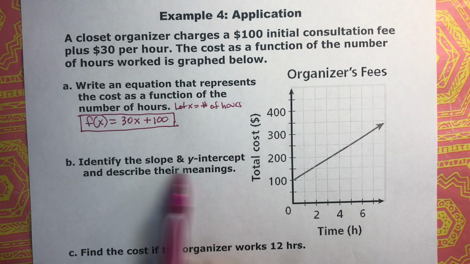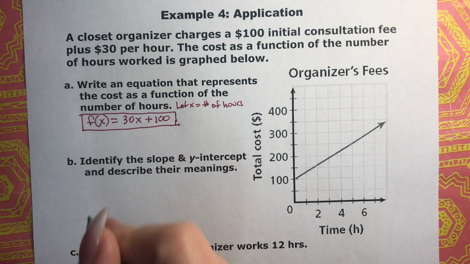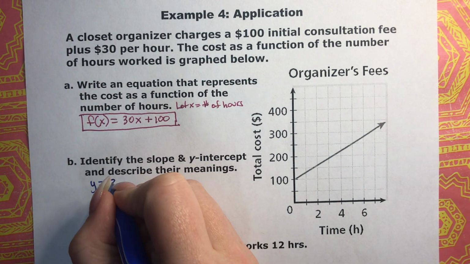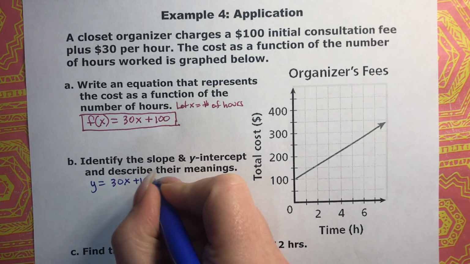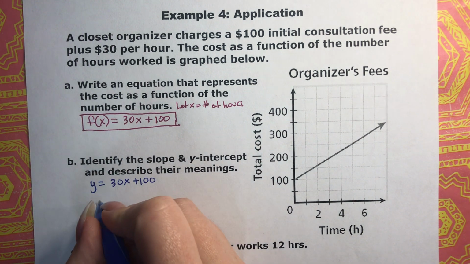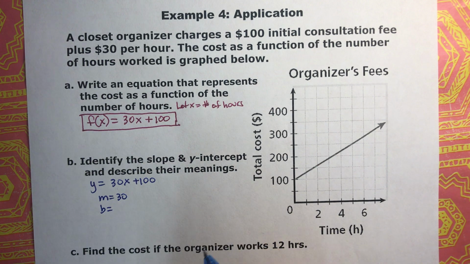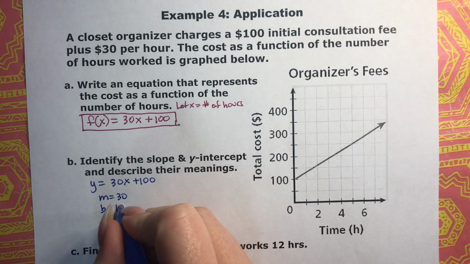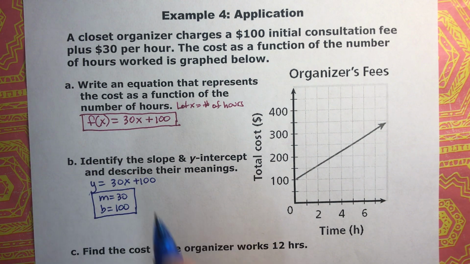So now we need to identify the slope and the y-intercept and then describe the meaning. So when I'm looking at this, what do I know? I know f of x is the same thing as y. So really, I'm going to substitute y in for f of x, and then this is in slope-intercept form, right? y equals mx plus b. So my m is equal to 30, and my b is equal to 100, right? That's my y-intercept. So that's my slope, that's my y-intercept. Now I need to go ahead and describe the meaning.